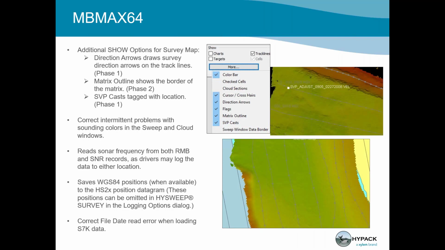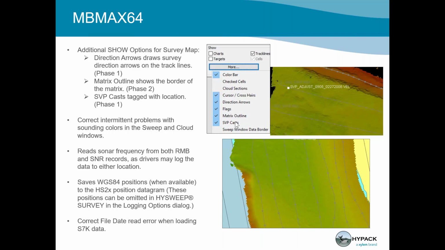MBMax 64. We've done a lot of cool things for the main, I guess you would call it the survey window. We've added a lot more options to show and disable things like the little crosshairs that draw on the screen. A lot of people like the imagery that you see on the main screen, and you don't want to see the little crosshairs on it when you export. So you can disable and turn on things like the cloud sections on a screen. The direction arrows is a nice feature that we added for the track lines, so you know which way they were run. You can turn the direction arrows on and off.